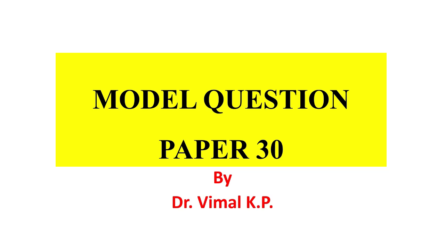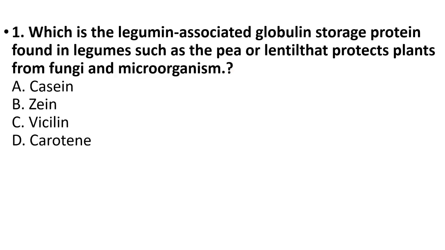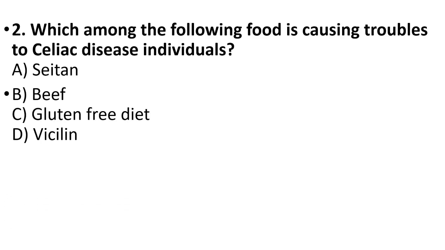Today we are going to discuss model question paper 30. There are 100 MCQs in this session. Question number 1. Which is the legumin-associated globulin storage protein found in legumes such as pea or lentil that protects plants from fungi and microorganisms? A. Casein, B. Zein, C. Vicillin, D. Carotene. Your answer is option C, Vicillin.